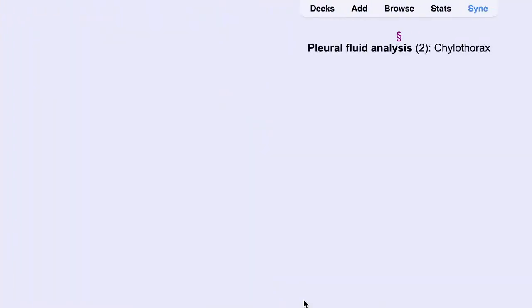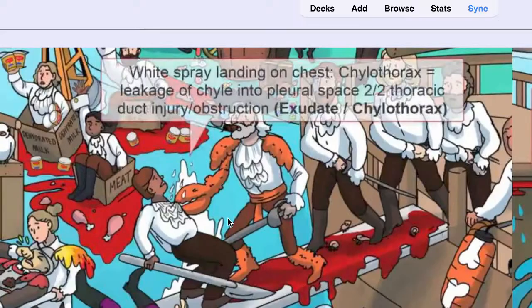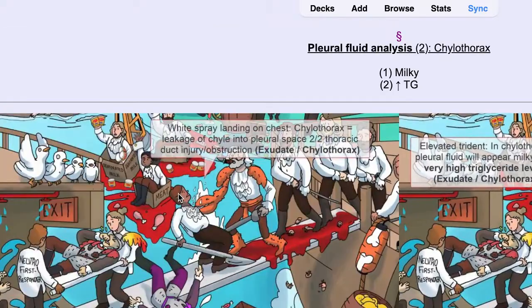Alright, so pleural fluid analysis. Chylothorax, what are you looking at? Milky. You got some TG, triglycerides. Milky. That is very cool.